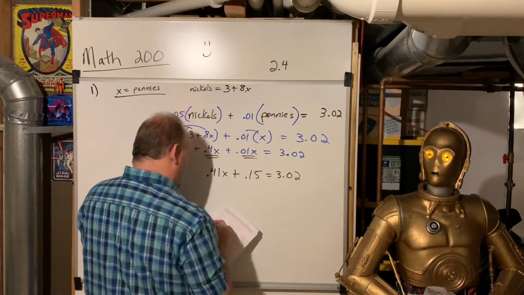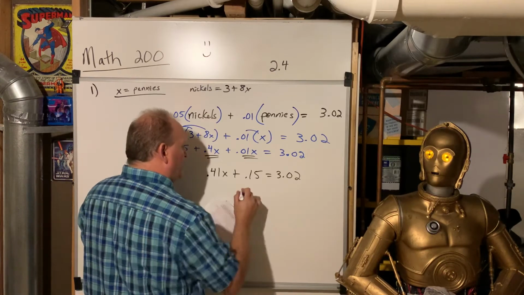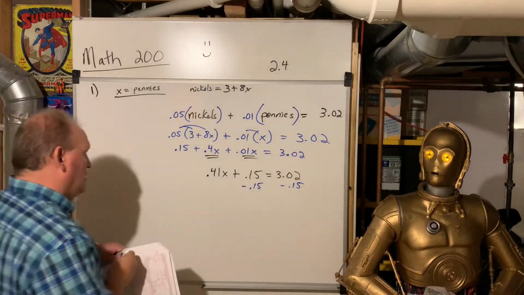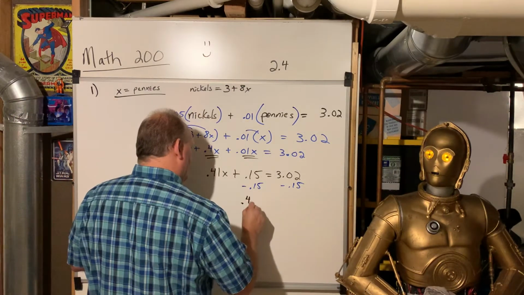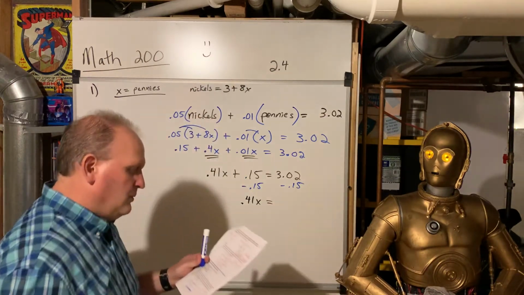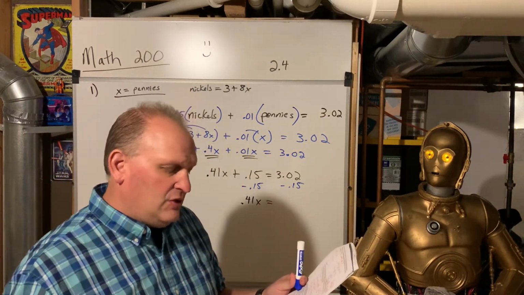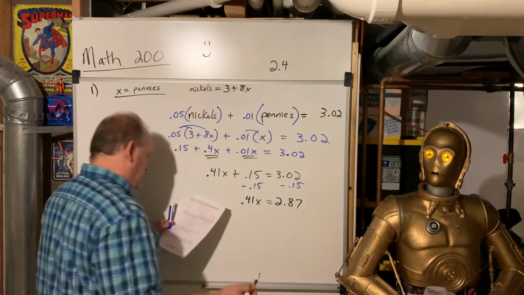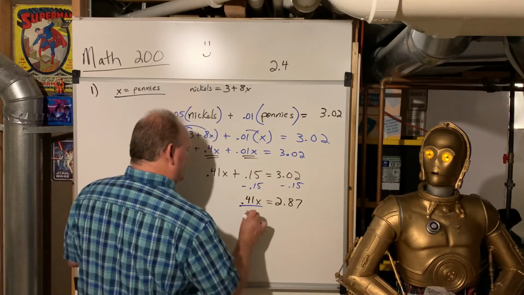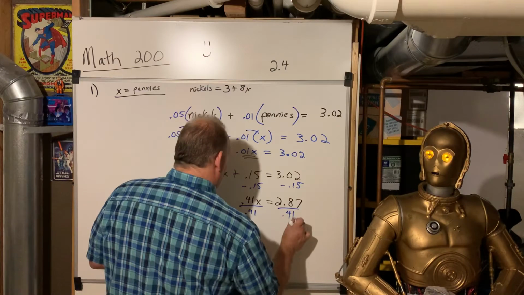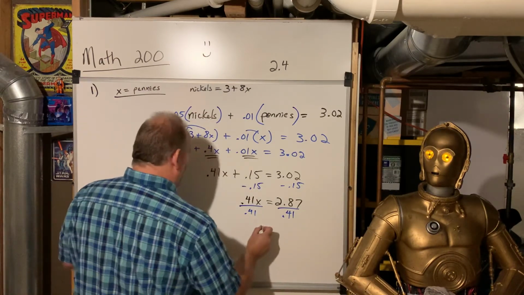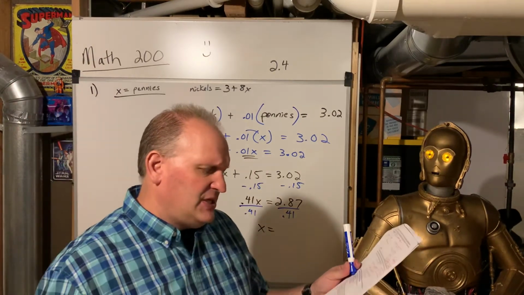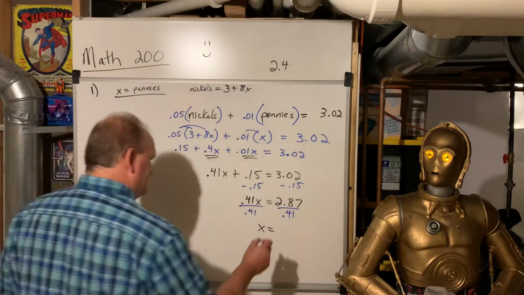All right. Now we isolate the variable, subtract 0.15 from both sides. Again, it's a little tricky to do in your head unless you make change all the time. So bust out the calculator, do 3.02 minus 0.15. That's 2.87. And then we divide by 0.41. Now, these are pre-cooked problems, which means I should get a whole number answer, because if I don't, then they gave me a nonsense problem. So x is 7.